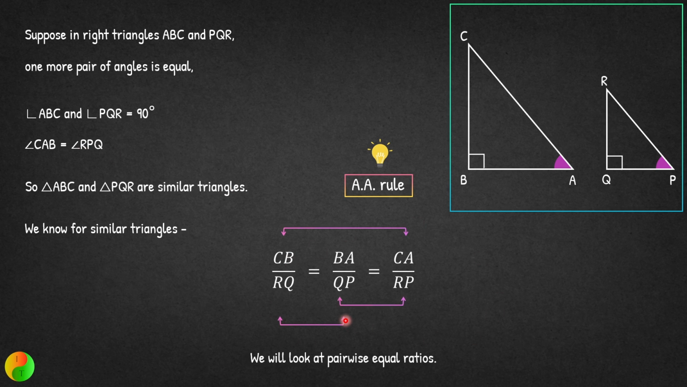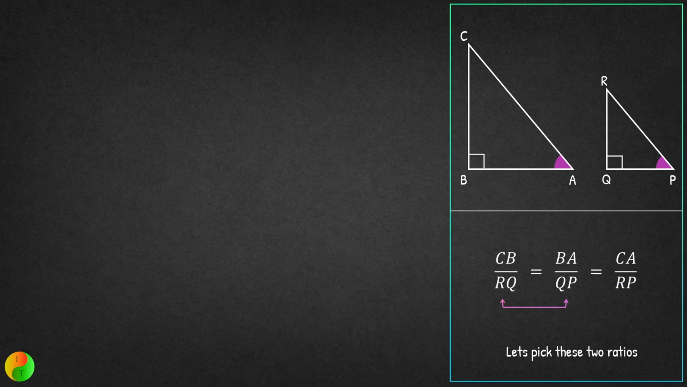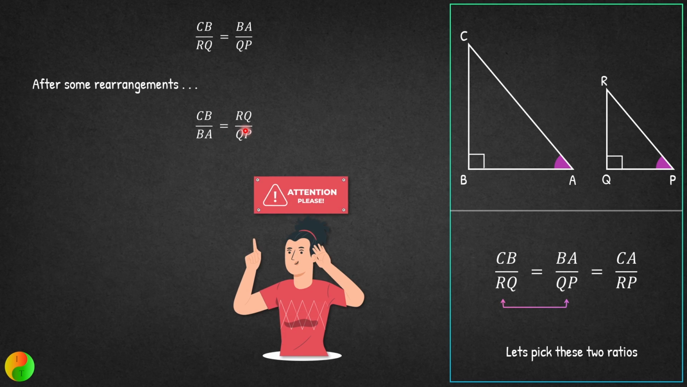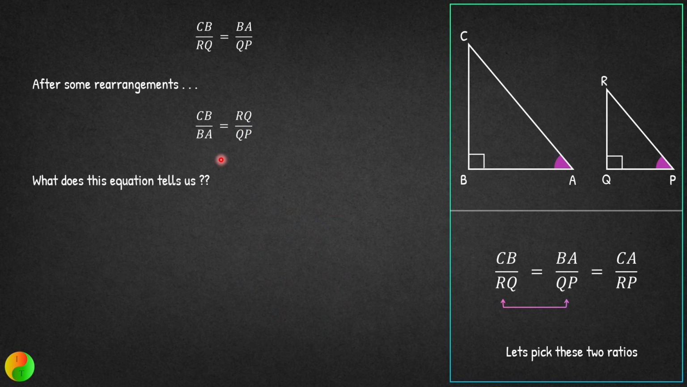So we will look at pairwise equal ratios. First, let's pick these two ratios. CB upon RQ equals BA upon QP. After some rearrangements, I can write CB upon BA equals RQ upon QP. Now please pay attention here, because here we are going to introduce the concept of trigonometry. What does this equation tell us? Two ratios are equal to each other, right? Yes. But what are these ratios themselves?